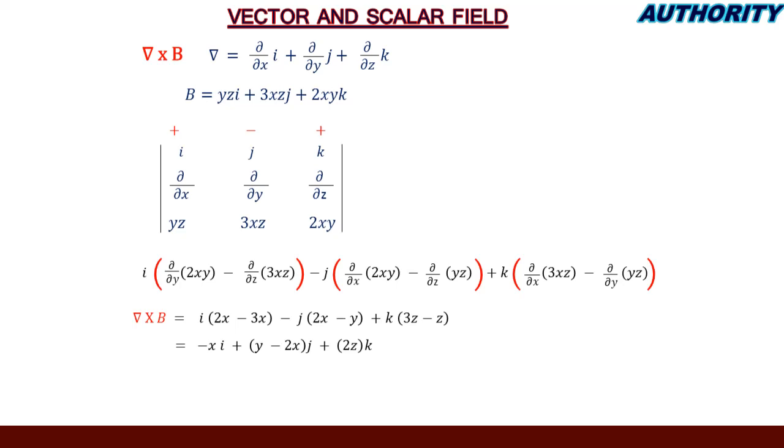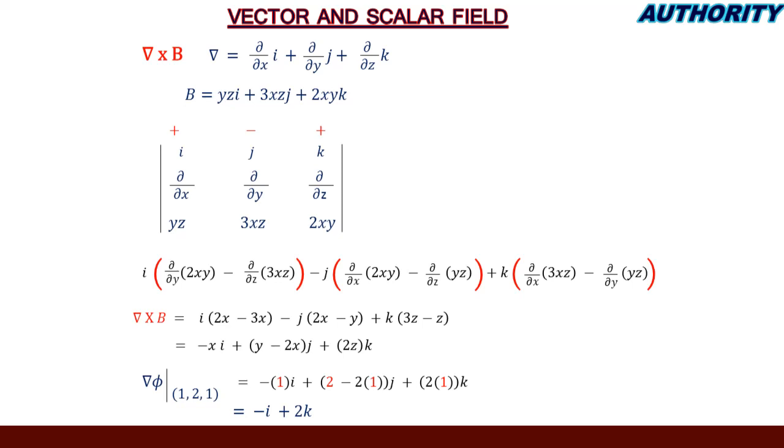Now let's find it at the point (1, 2, 1). So we have x equal to 1, y equal to 2, and z equal to 1. In this place, we plug in the values. So we are going to have minus (1)i plus (2 minus 2)(1)j plus 2(1)k. At the end of the day, we have minus i plus 2k. So this number C, where we have del cross B, which is telling us the curl of B, is giving us minus i plus 2k.